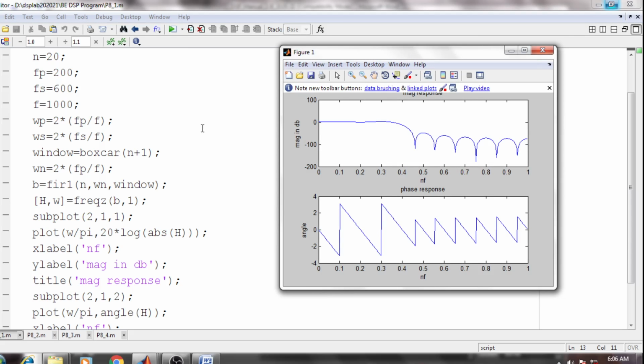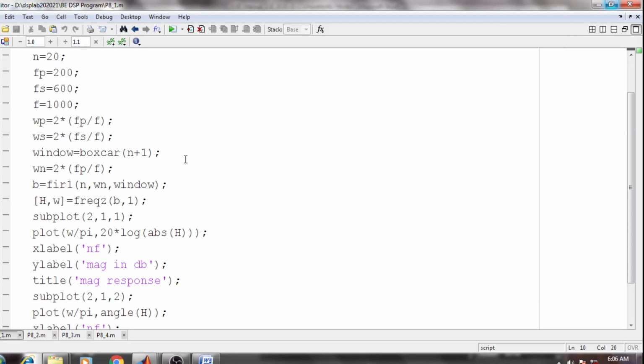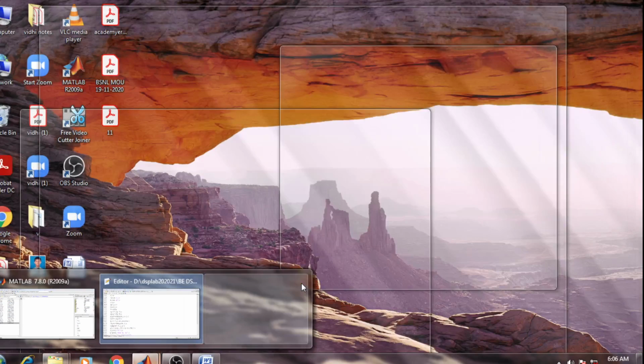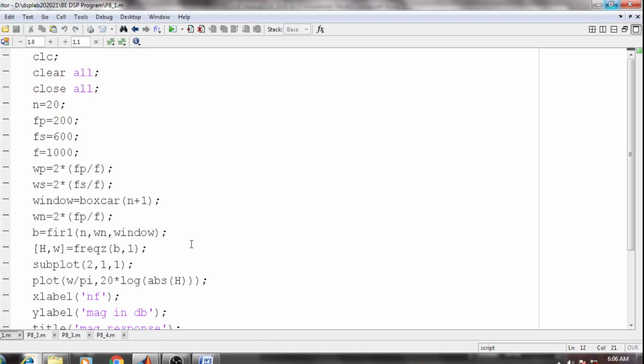I hope you run this program in your MATLAB and check whether you are getting the response in this fashion or not. Also I am telling you, try to change the values. With the help of the values you can understand what effect will be drawn over the implementation or design of this FIR filter.